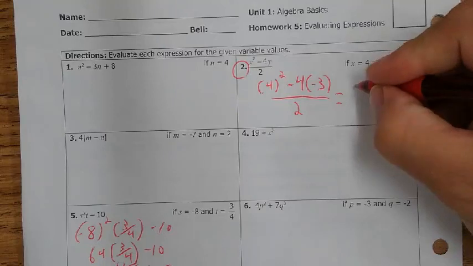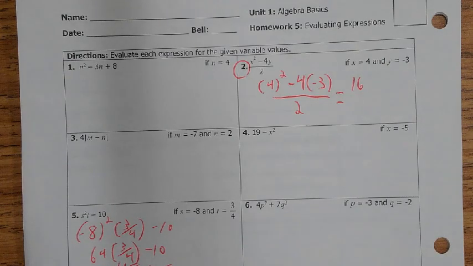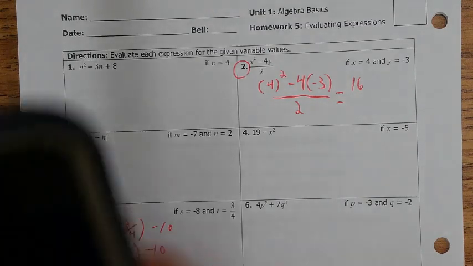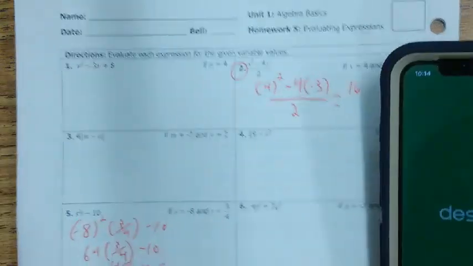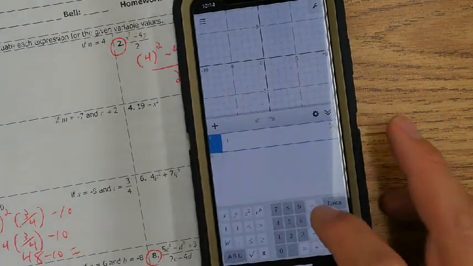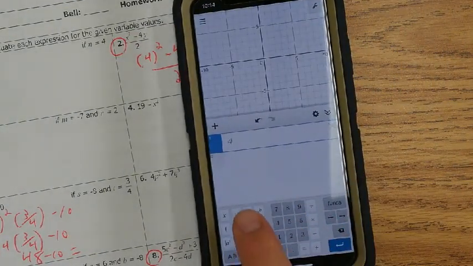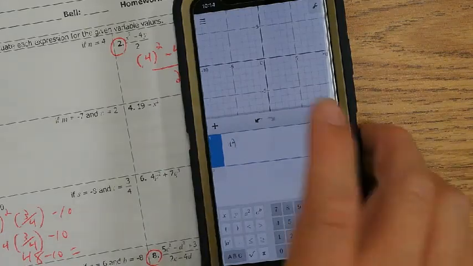4 squared is 16. If you did not know that, you could use Desmos. And Desmos, remember, is just desmos.com. Actually, let me just show you on my phone what it looks like on Desmos. There is a free app you can download, and that's what I would recommend doing if you have the space on your phone. But all you're doing is you type in 4 and then to the second power is 16.